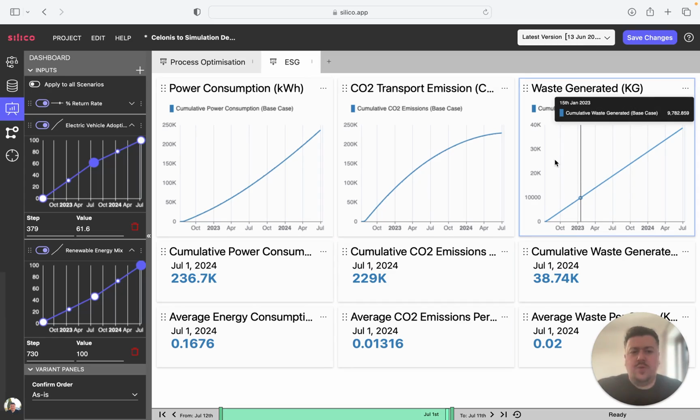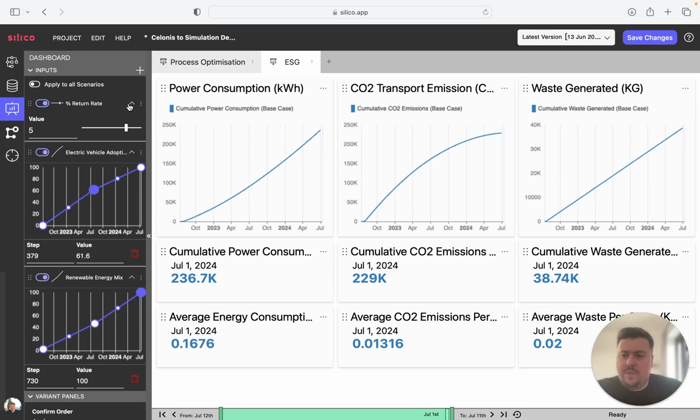So Silico dashboards really allow users to add any values, graphs or charts that are important to that decision-making process, giving the ability to see things like cumulative values such as total energy consumption or average values such as carbon emission per order. And finally, we can explore how reducing our return rate percentage within our order to cash process can help achieve better results on what we've already seen from going towards a more renewable energy source and going to a fully electric delivery fleet.